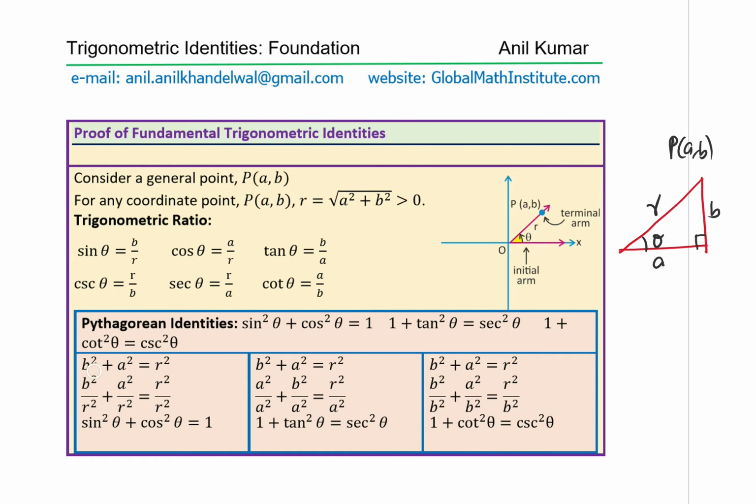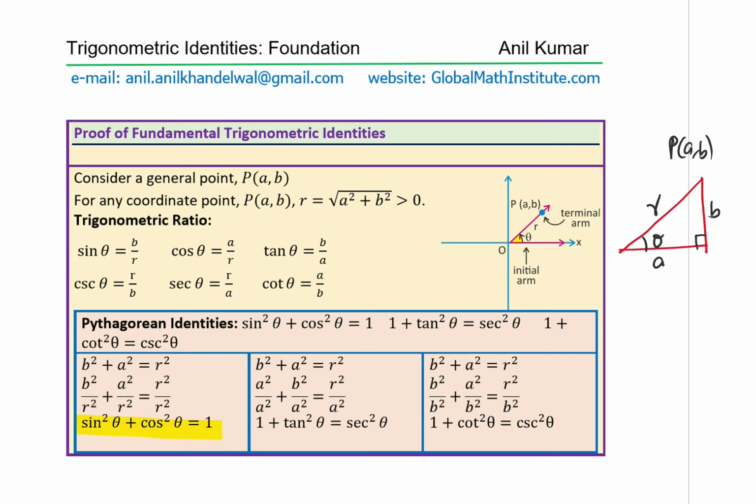Well, we can write this as b square plus a square equals r square. If I divide all the three terms by r square, what do I get? I get b over r, and square of that, right? b over r is sine, and square of that is sine square theta. a over r squared means cos square theta, r square cancels, we get 1. So we get our first identity, which is sine square theta plus cos square theta equals 1.